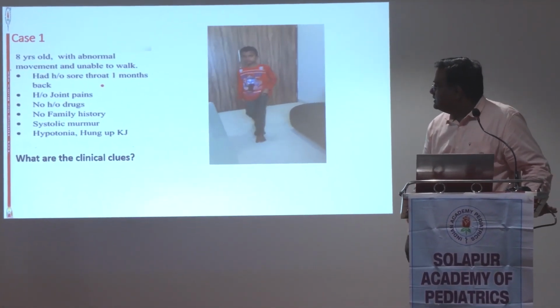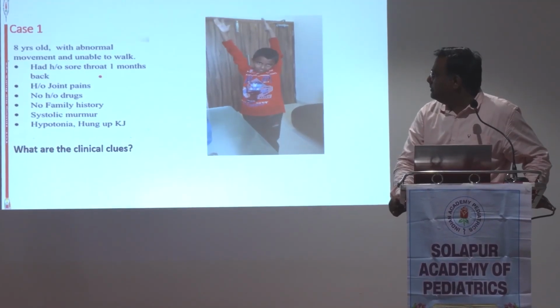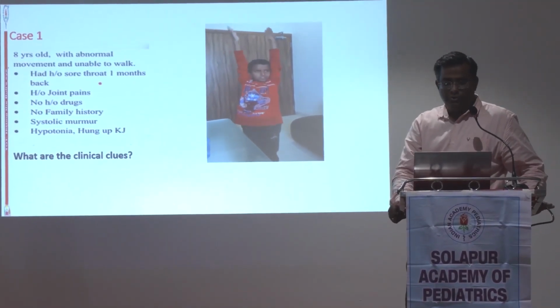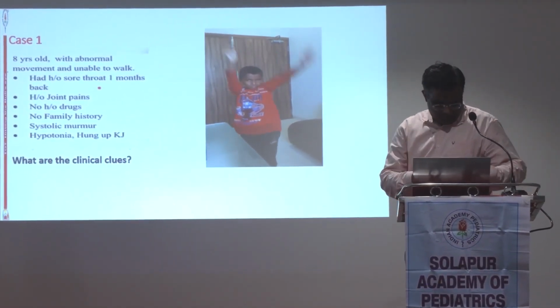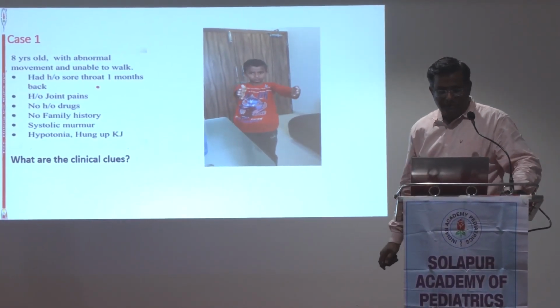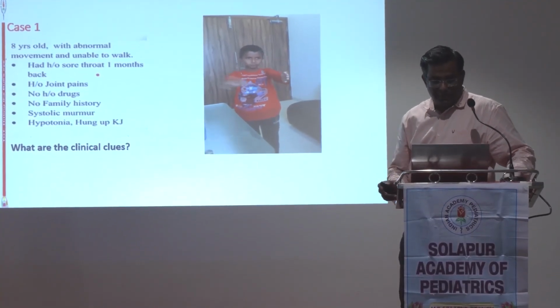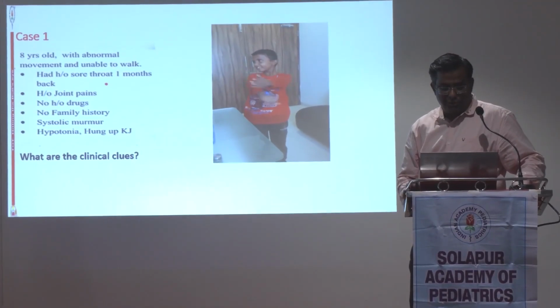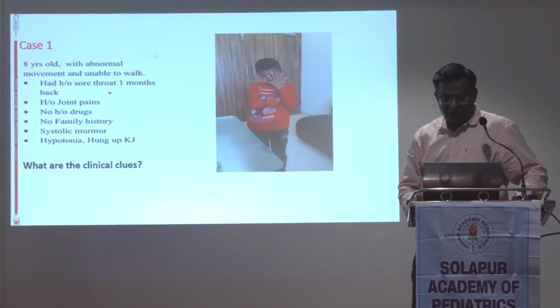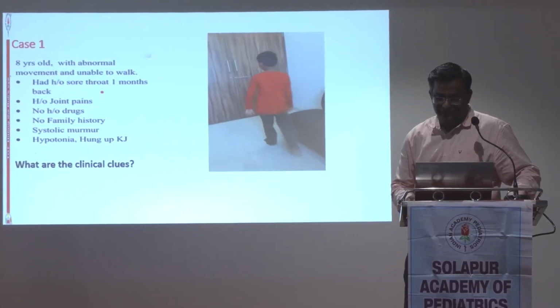So just to brief you with the history, he is an 8 year old male child with a history of sore throat since 1 month, history of joint pains. There is also a systolic murmur on examination, hypotonia and hung up knee jerks. No history of any drug intake and no significant family history. So how will you describe this video?